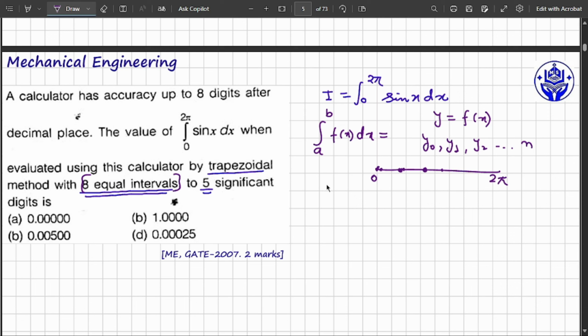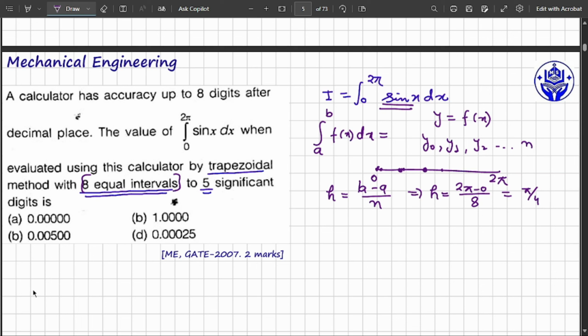The main thing here is you have to calculate the step size. What is the step size? h is the step size, which is nothing but b minus a upon the number of intervals n. So h is 2 pi minus 0 divided by 8, which is pi by 4. It will be your step size in this case. So you have to calculate all the values.